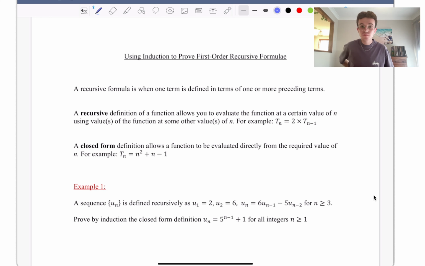For example, T(n) is equal to 2 times T(n minus 1). A closed form definition allows you to calculate the function directly from the required value of n. So for example, T(n) equals n squared plus n minus 1.